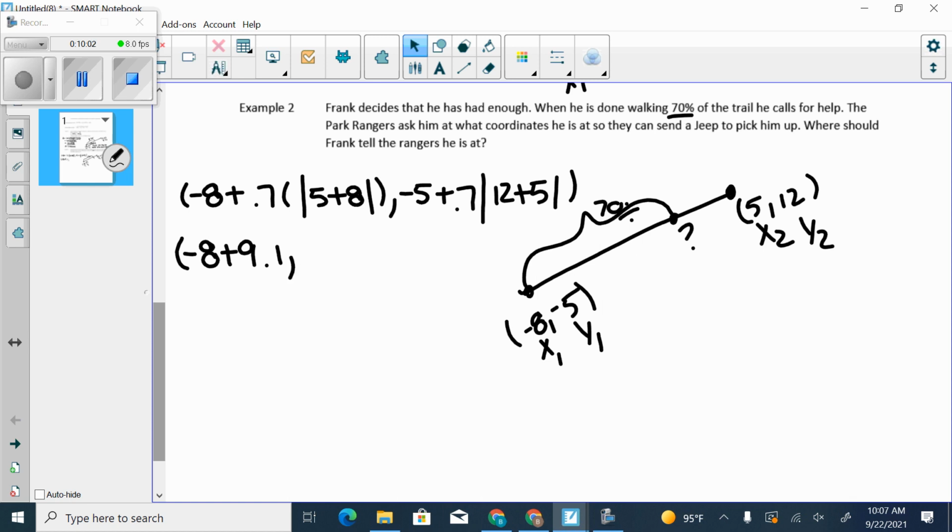All right, now we're going to do our y over here. 12 plus 5, which is 17 times 0.7, 11.9. So I should have negative 5 plus 11.9. Okay, and what is negative 8 plus 9.1? 1.1, nice. And negative 5 plus 11.9. Very good. So if he's going to call the park rangers and give them his coordinates, these are the coordinates that he needs to say.